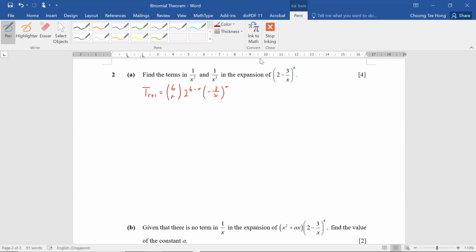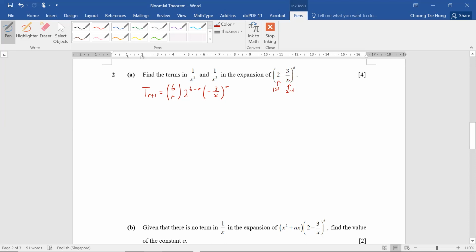Whenever you have a binomial, inside it there will always be two terms. That's why they call it a binomial, bi means two: the first term and the second term. If only one of the terms has an x, in this case the first term is just a constant 2, it doesn't have an x. Only the second term, negative 3 over x, has an x.